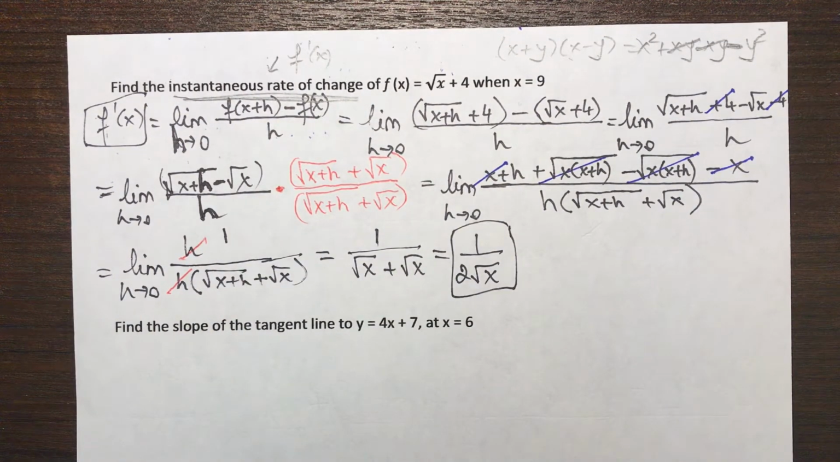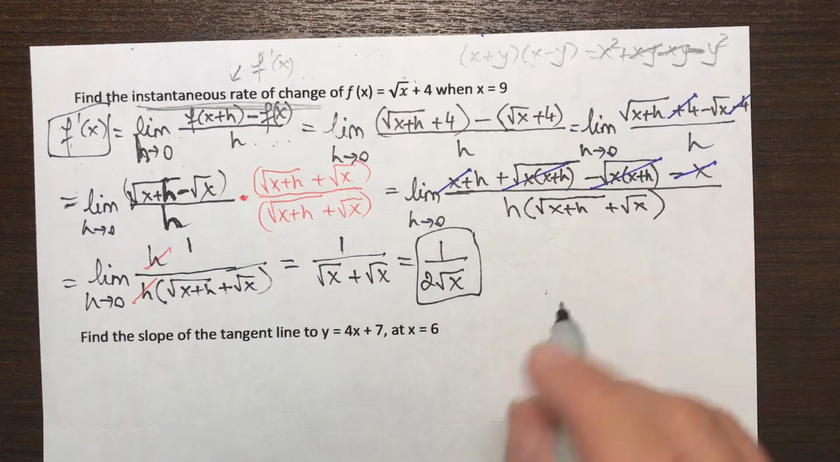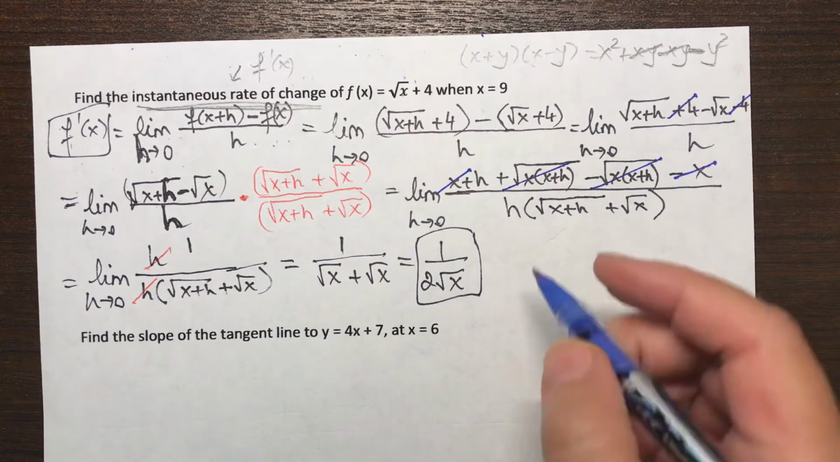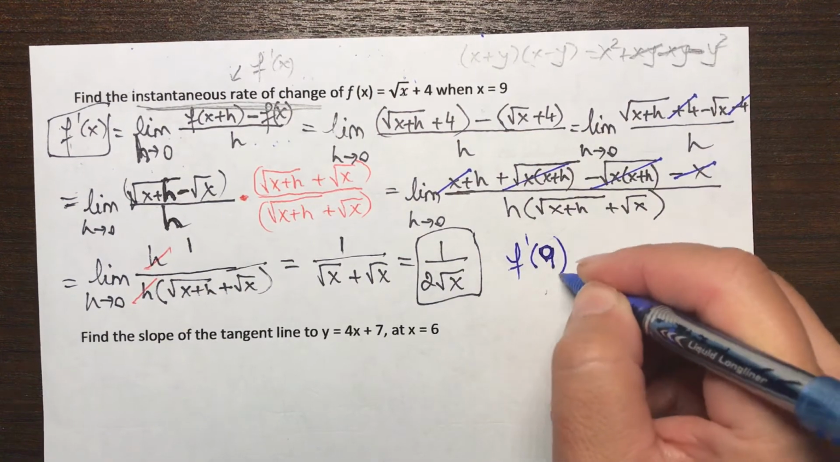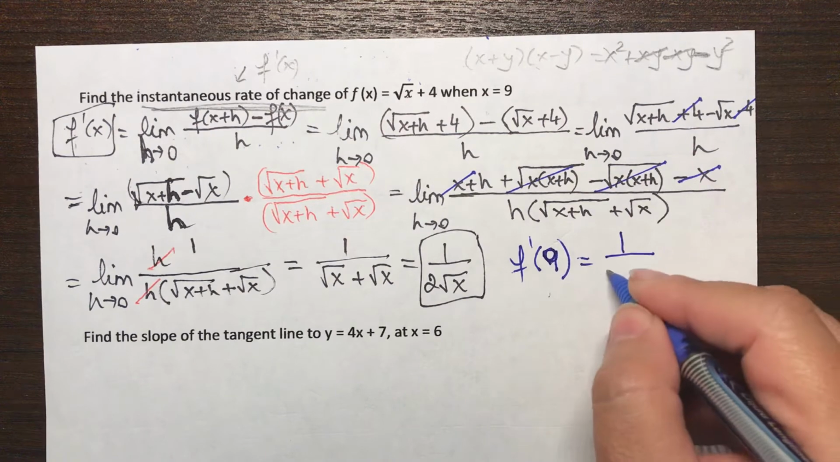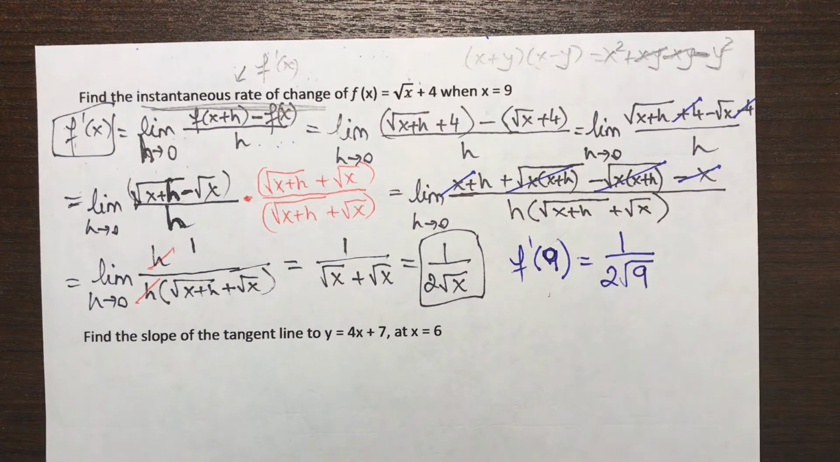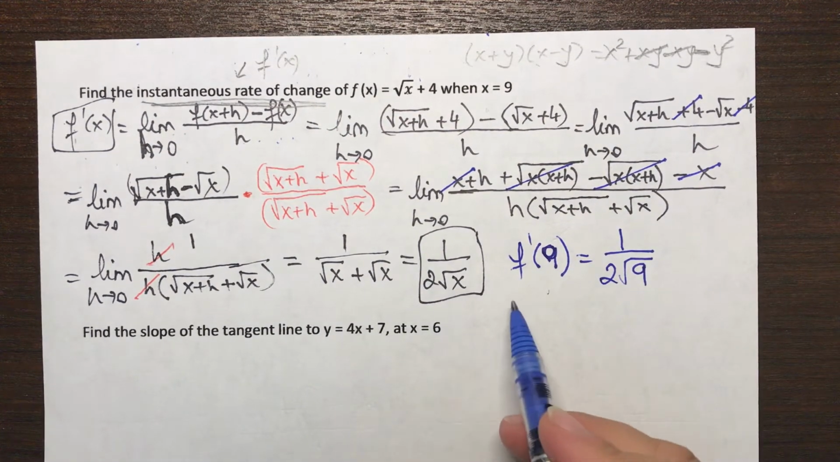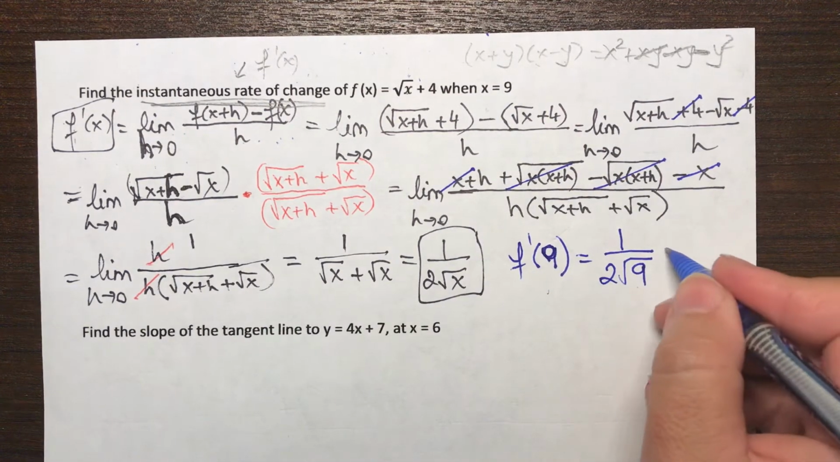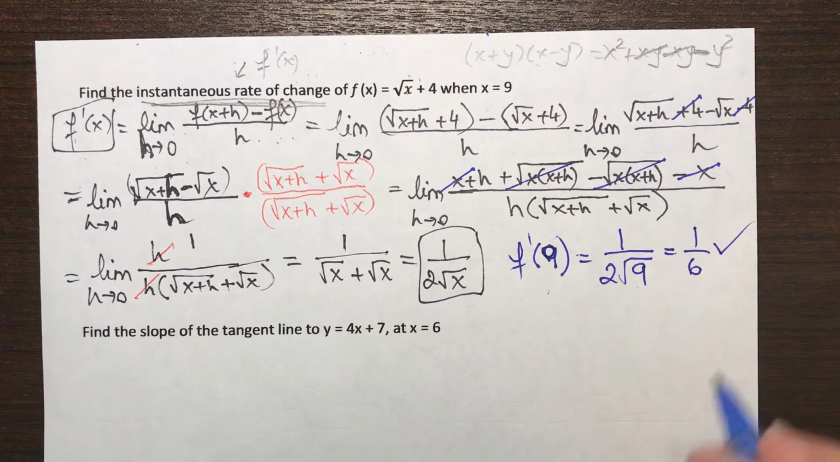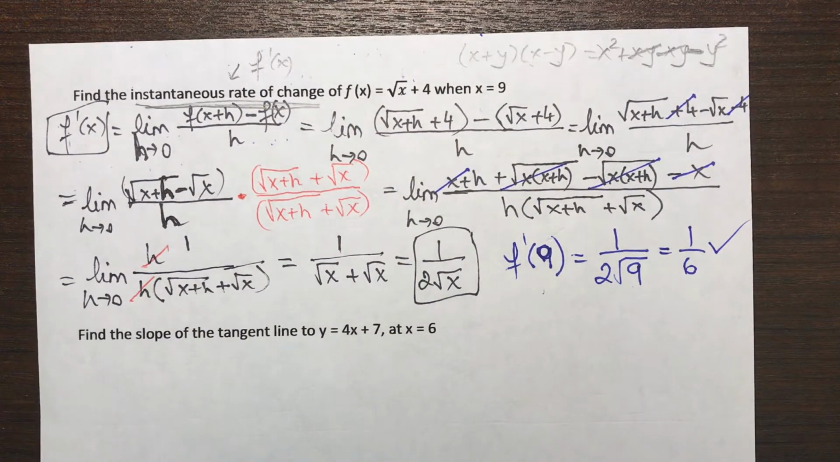What do I want? I wanted the derivative specifically when x is 9. So great. All I have to do is now plug in and find that derivative at 9. Okay, so make x 9, yes. Square root of 9 is 3, times 2 is 6. That's your answer. Done. Okay. All right.